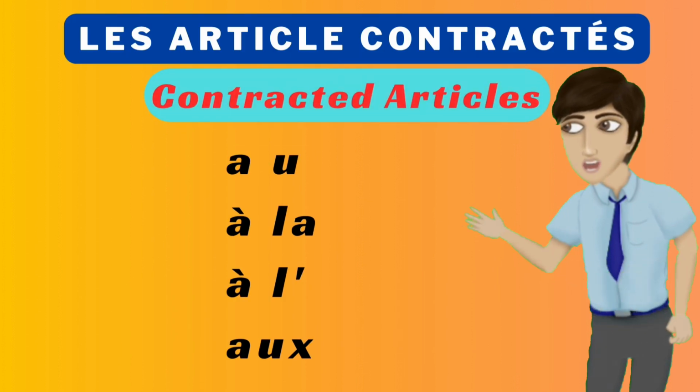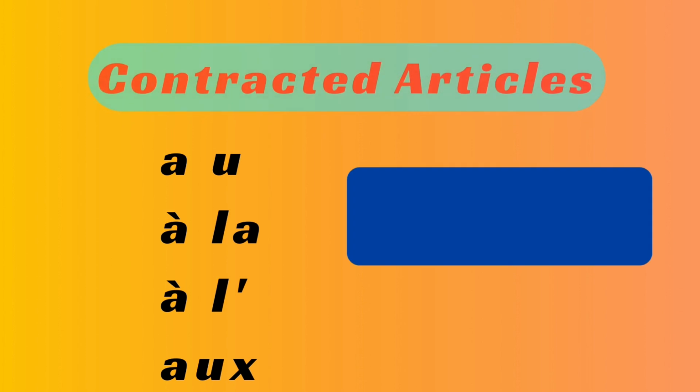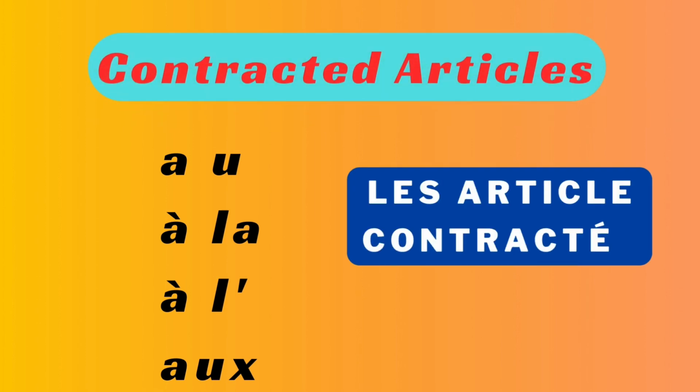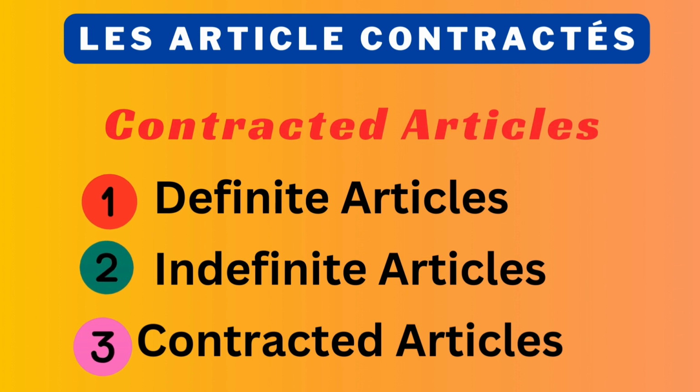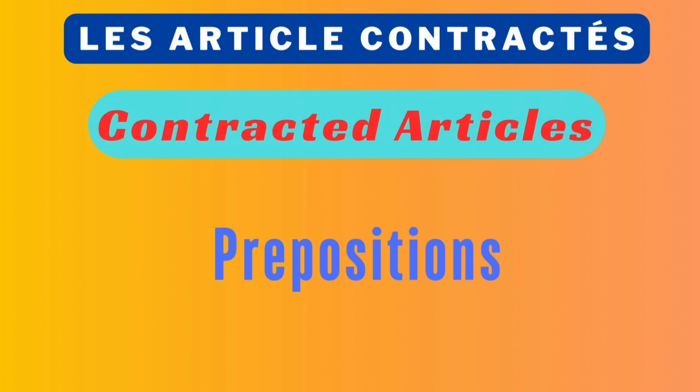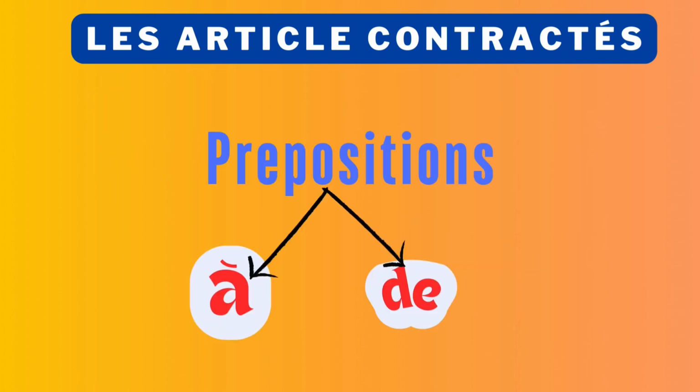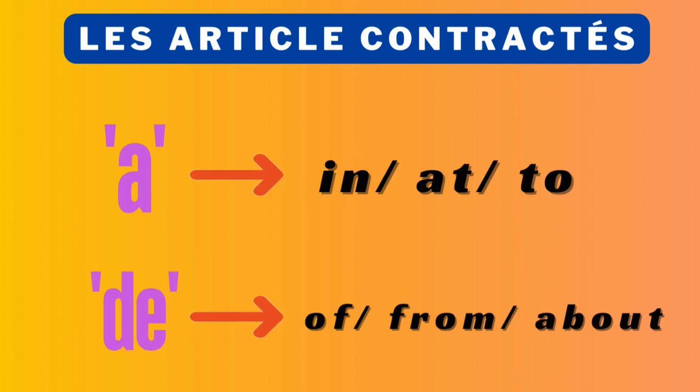So in this video, we will be diving into contracted articles, known as les articles contractés in French. We have three types of articles: definite articles, indefinite articles, and contracted articles. Contracted articles are used with two prepositions, either à or de. I have divided the video into two parts. In the first video, we are going to learn the preposition à, and in the second video, we will discuss the preposition de. À means in, at, or to, and de means of, from, or about.